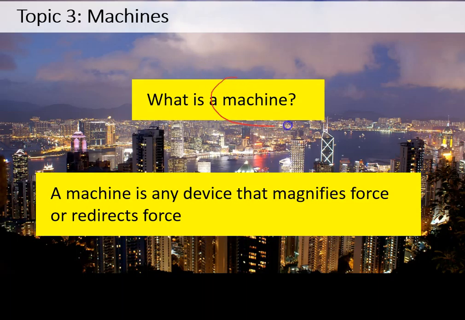machine exactly? Well, you should know that a machine is anything that magnifies the force, and that means either making it bigger or smaller, or that the device redirects the force, and often they will do both at the same time. So either one or the other, or both.